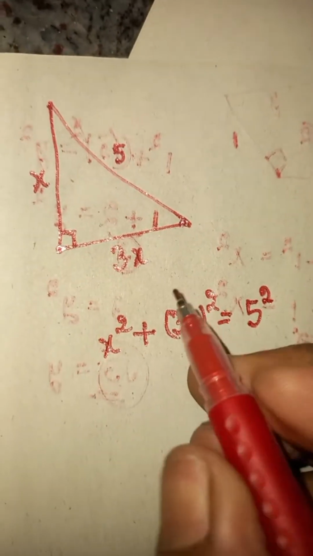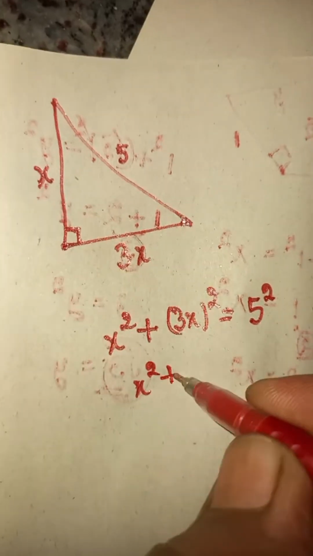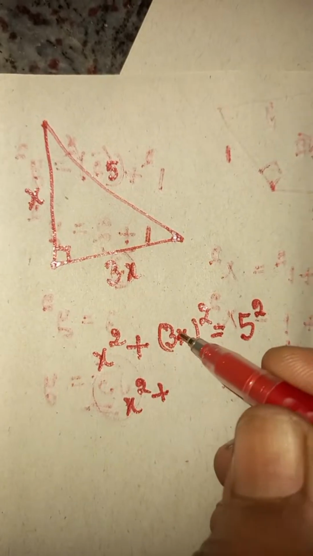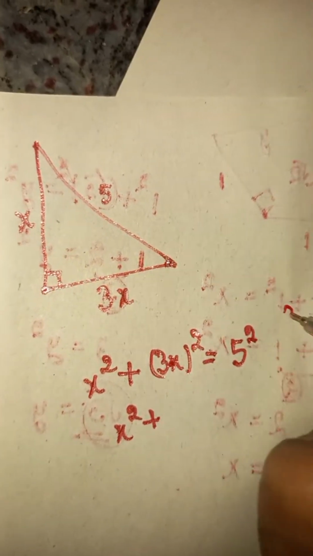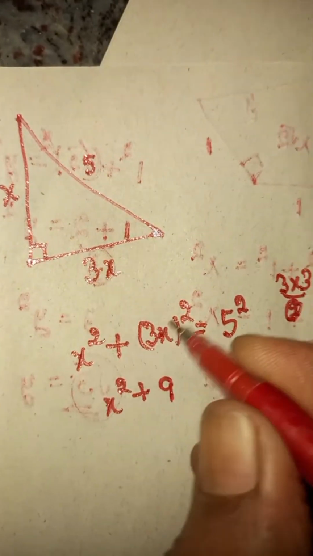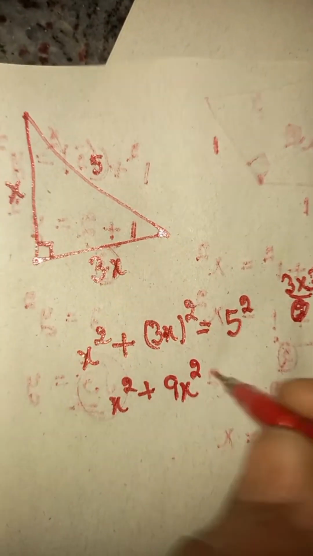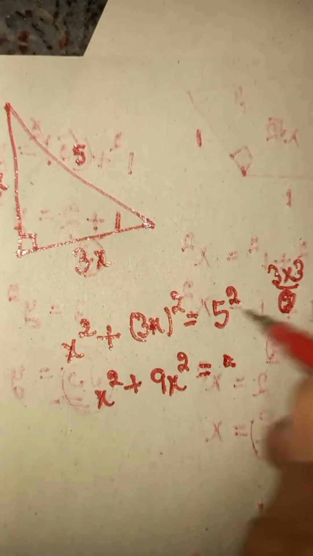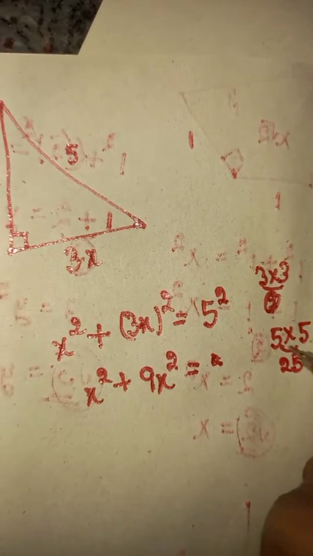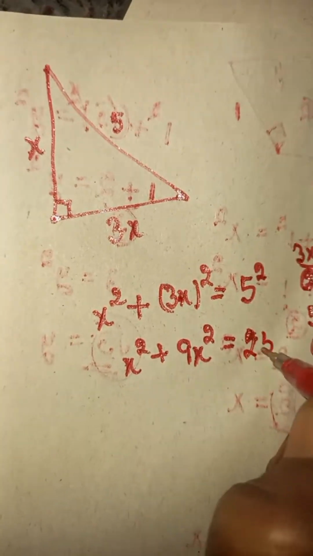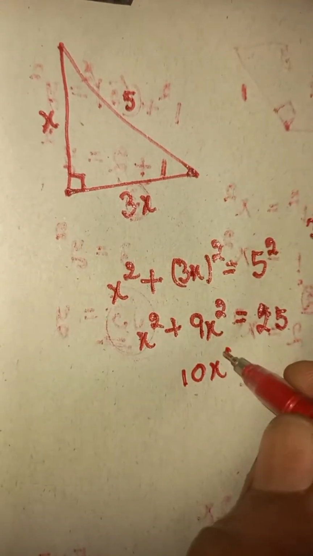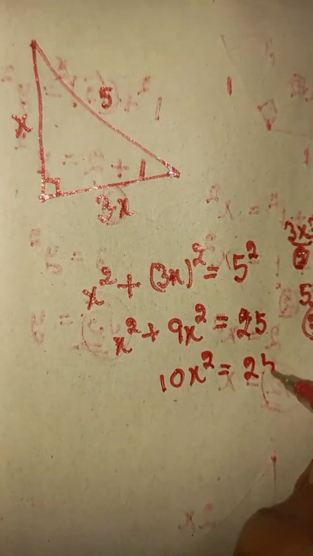Now you can do this one. x square plus 3x whole square means square to both of them, 3 times x within. 3 square means 3 times 3, 9. So this remains as 9, and x also squared, that is x square, which becomes equal to 5 square, meaning 5 times 5, which is 25. So this remains as 25. Now x square plus 9x square becomes 10x square, which is equal to 25.